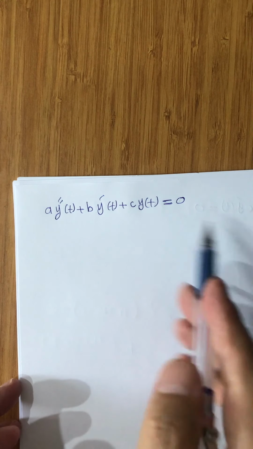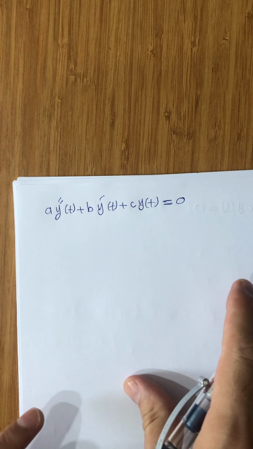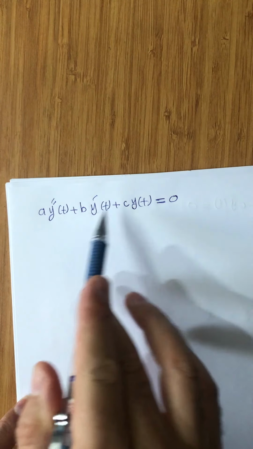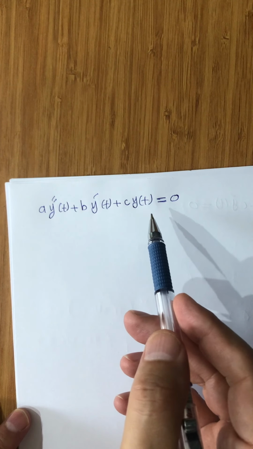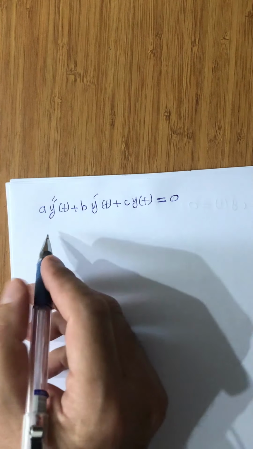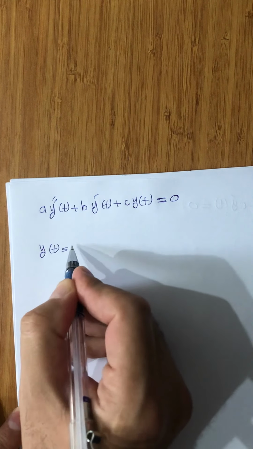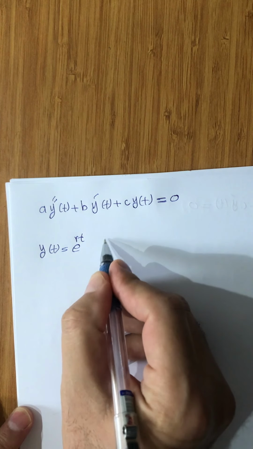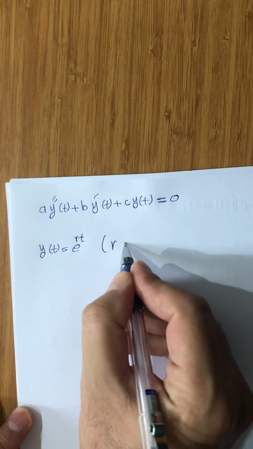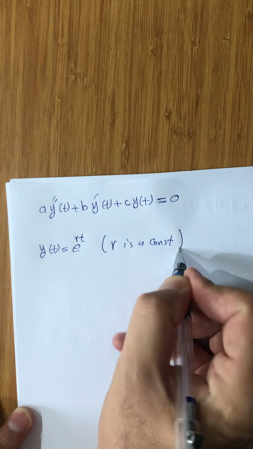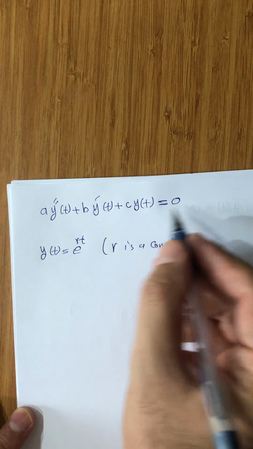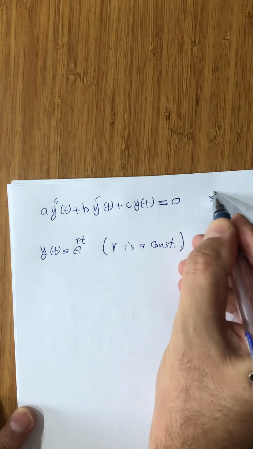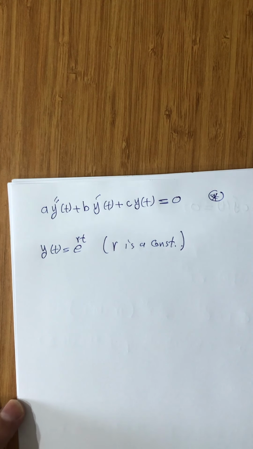On the right hand side, the 0 indicates that the equation is homogeneous, where a, b, and c are real constants. The key idea in solving this equation is to look for solutions of exponential form, y of t equals e to the rt, where r is a constant. Let us call our general equation equation star.